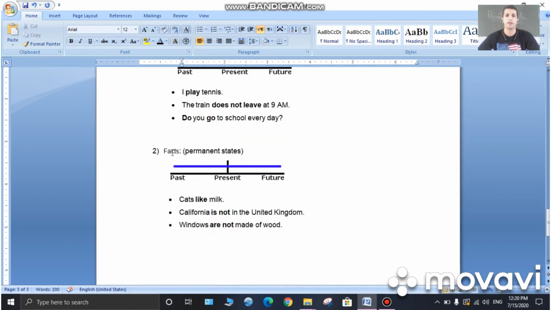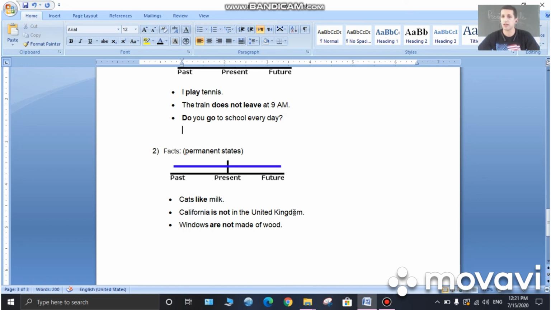The second one is fact or permanent status, something that we always know. And the timeline is from the past to the future. It doesn't change. Three examples, same as usual. Cats like milk. This is a fact, permanent status. It doesn't change.